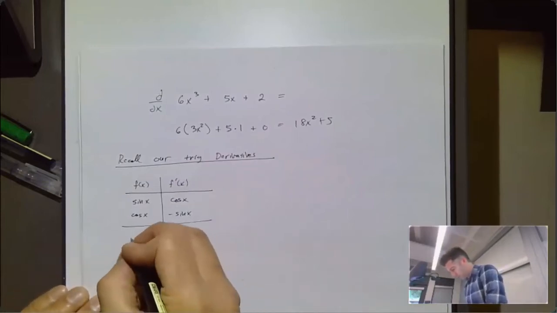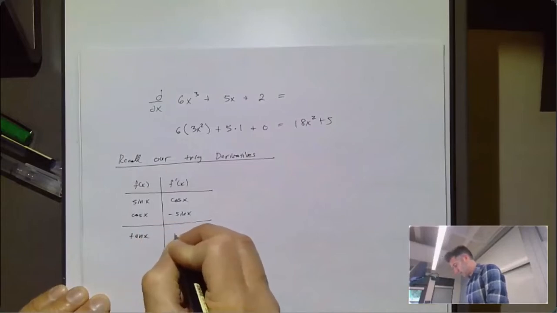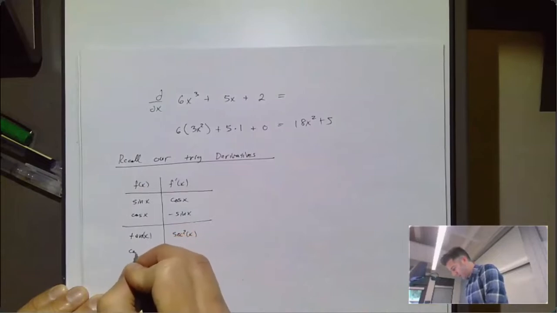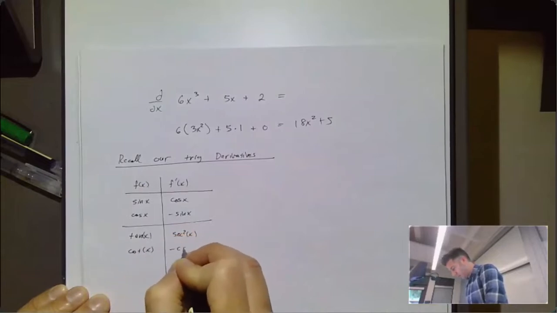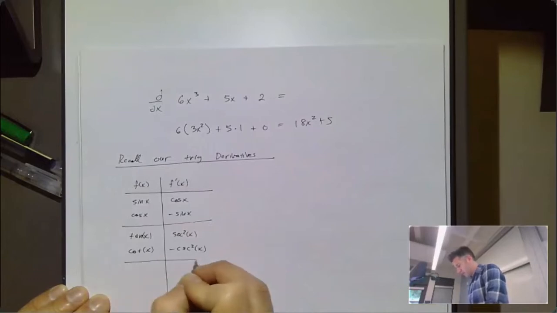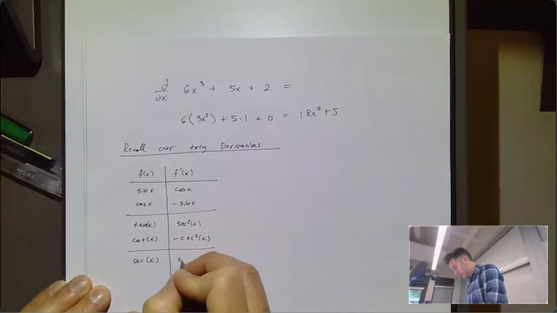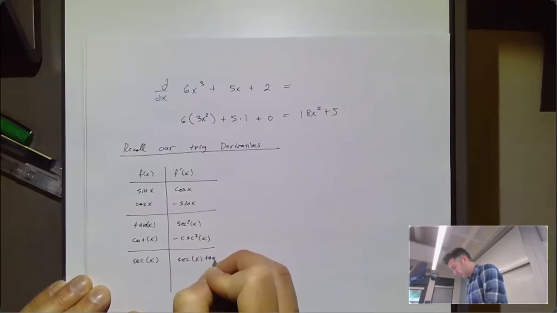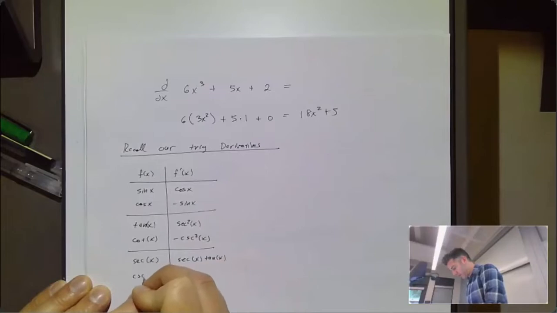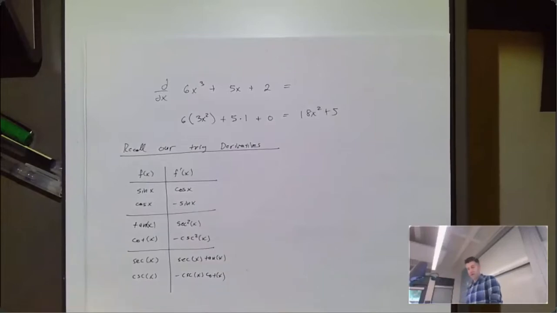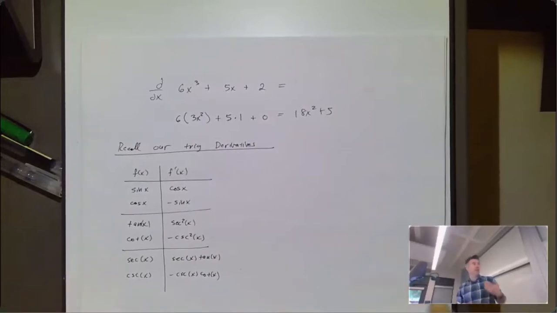And then the derivative of tangent x is secant squared of x, and the derivative of cotangent x is negative cosecant squared of x. And then we have secant and cosecant. The derivative of secant of x is secant of x times tangent of x. The derivative of cosecant of x is negative cosecant of x times cotangent of x. So we definitely want to know these. And if we know these, we know the reverse order antiderivatives, right?